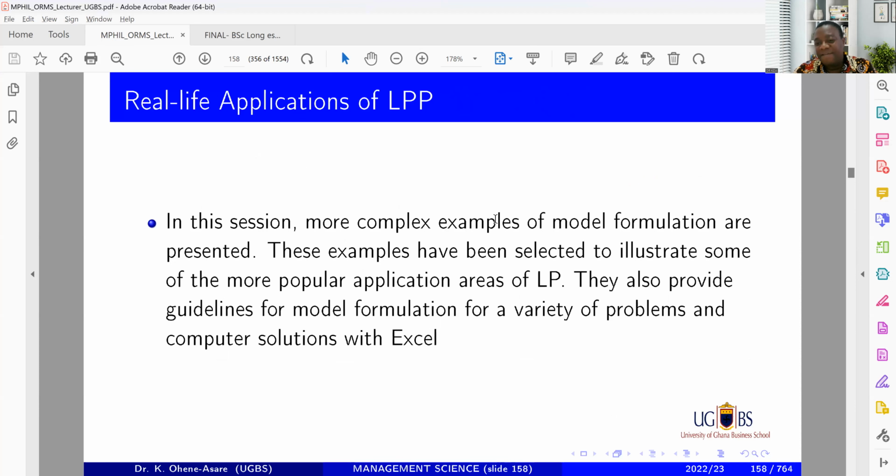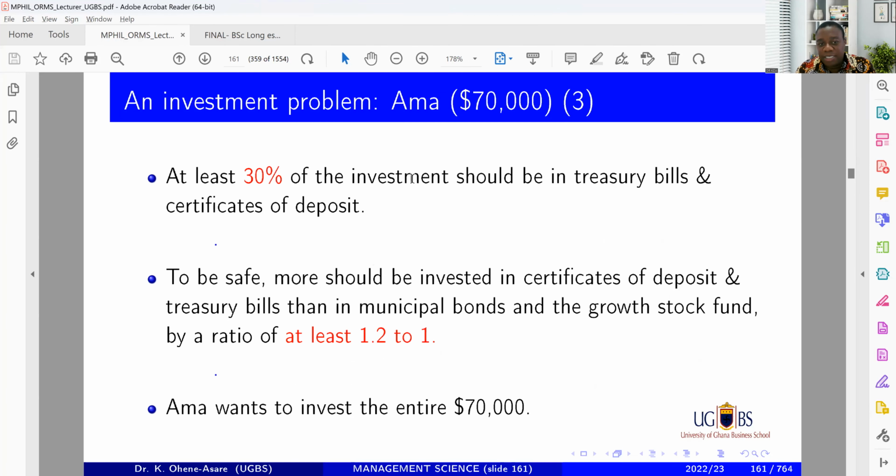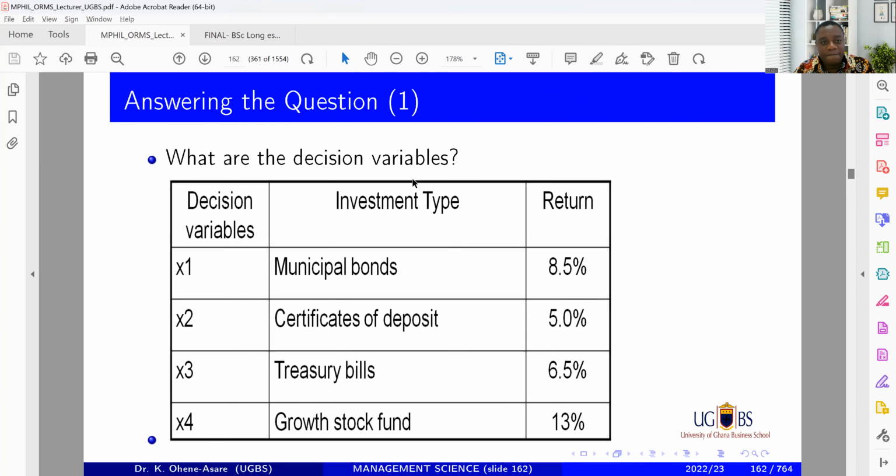Because in real life, you have more than Fanyogo, more than Fanchoco, more than Fanise, more than Fandango. You have multiples of them. And so we're going to look at this Ama story. So this lady has 70,000. She wants to invest the 70,000. The interest rate on each of the instruments are as follows.